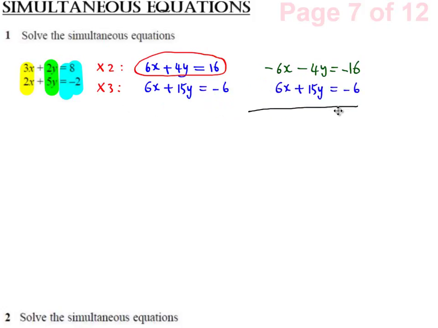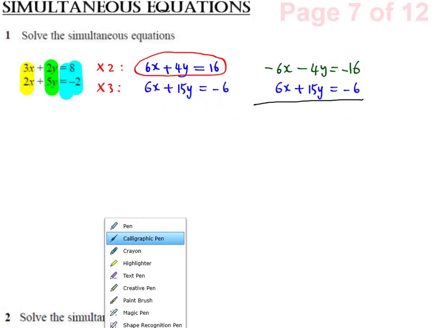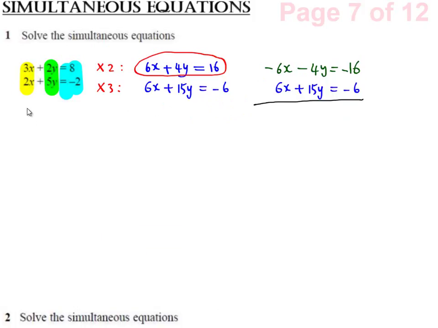And I'm going to bring my black line across to here now. And you notice now I can work this out in column. Now we talked about this. So the x's go together, the y's go together, and the numbers after the equal sign go together. Let's add them two up.